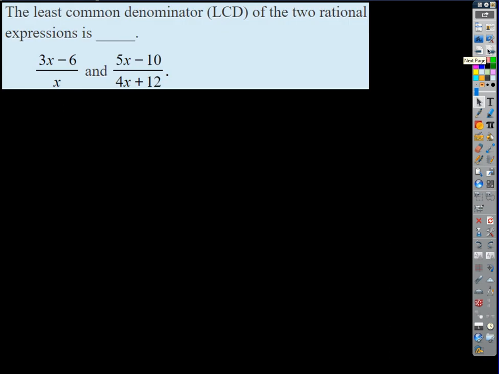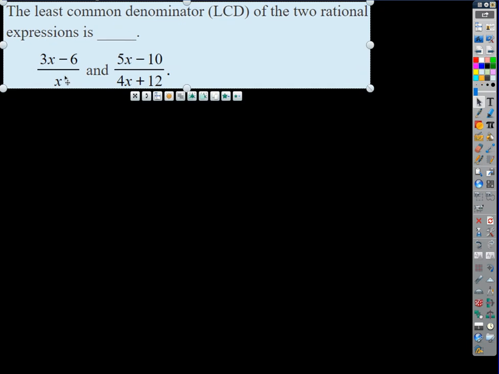So what do we do with something like this then? If I ultimately want to add those up, the first step is I've got to find the least common denominator, right? So let's look at both denominators. We want to write them in factored form. So this one's already factored, isn't it? So we get x in factored form just equals x.